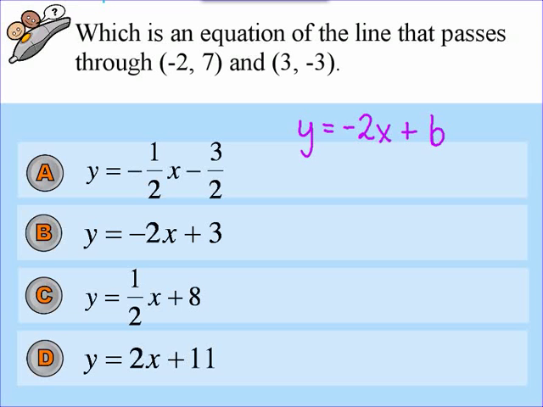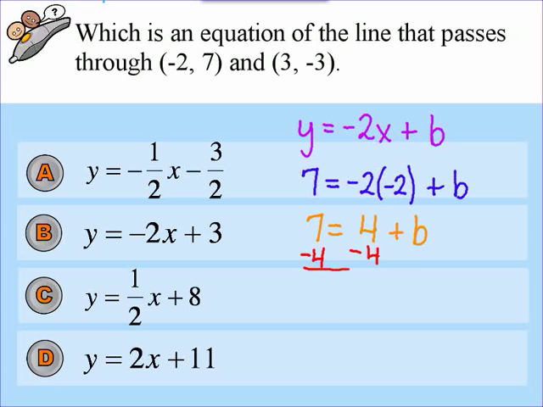Well, what we would do to find the y-intercept is plug in one of those points. So I'm going to plug in 7 for y, and I'm going to plug in -2 for x. By doing that, you can see that I only have one variable left, and that's the y-intercept. So let's go through that. I get 7 equals 4 plus b. In order to solve that, I'm going to subtract 4 from both sides. And so I get 7 minus 4, which is 3. Then in my equation, I'm going to put in 3 in place of b. And that is my answer.